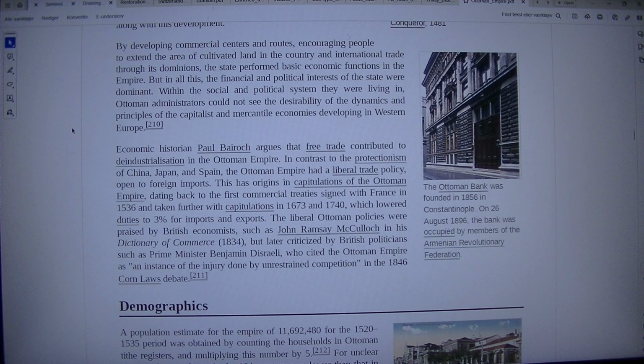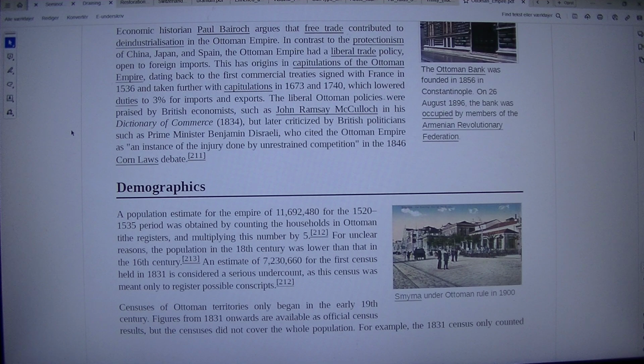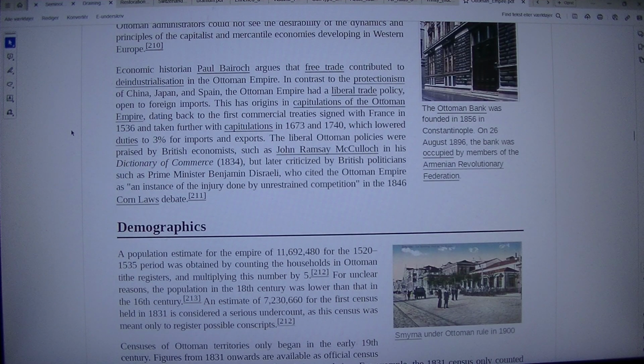Within the social and political system they were living in, Ottoman administrators could not see the desirability of the dynamics and principles of the capitalist and mercantile economies developing in Western Europe. Economic historian Paul Bairoch argues that free trade contributed to deindustrialization in the Ottoman Empire. In contrast to the protectionism of China, Japan, and Spain, the Ottoman Empire had a liberal trade policy open to foreign imports.